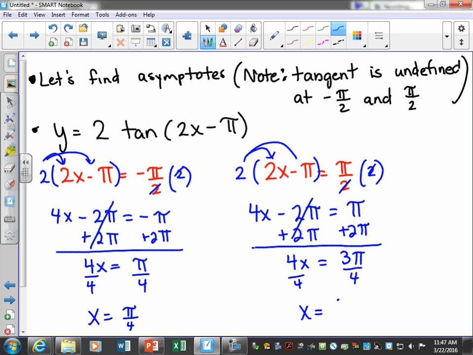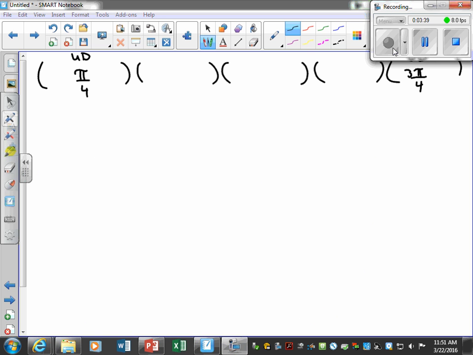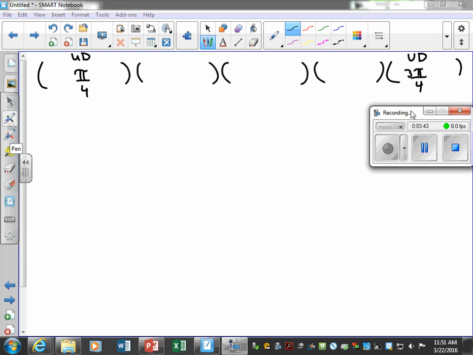So the asymptotes for this particular graph of y equals 2 tan of 2x minus pi are going to be here and here. So our graph's undefined at these 2 points. Okay, so basically this is what we have set up, where we're undefined at pi fourths and undefined at 3 pi fourths.